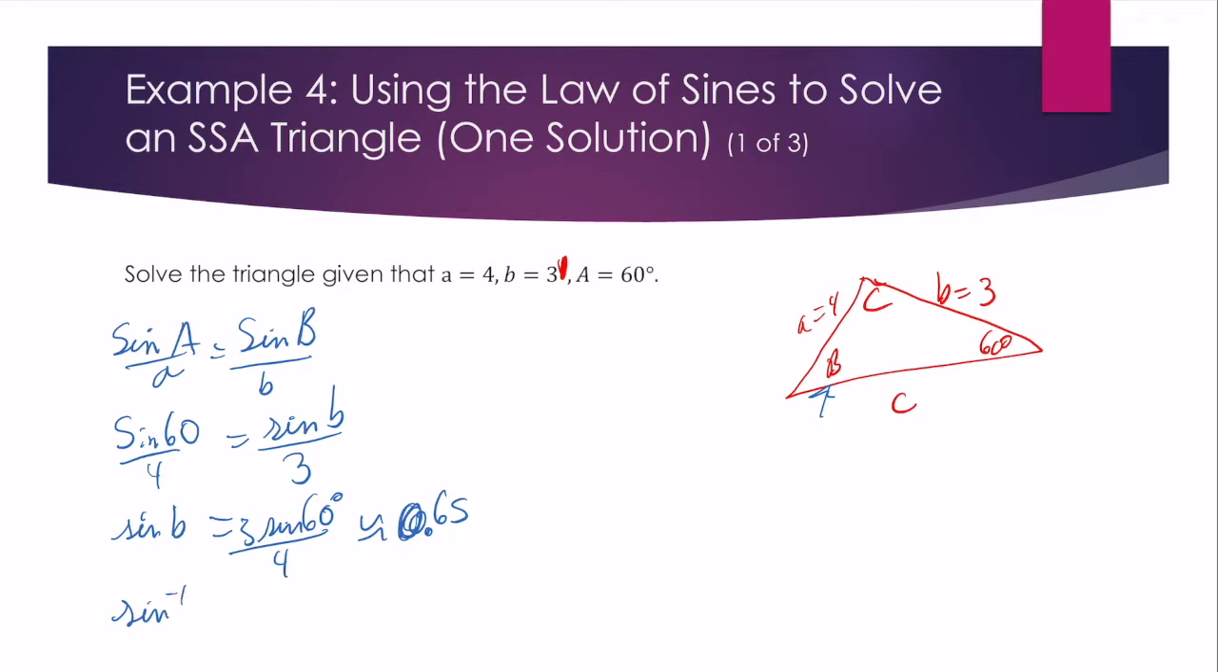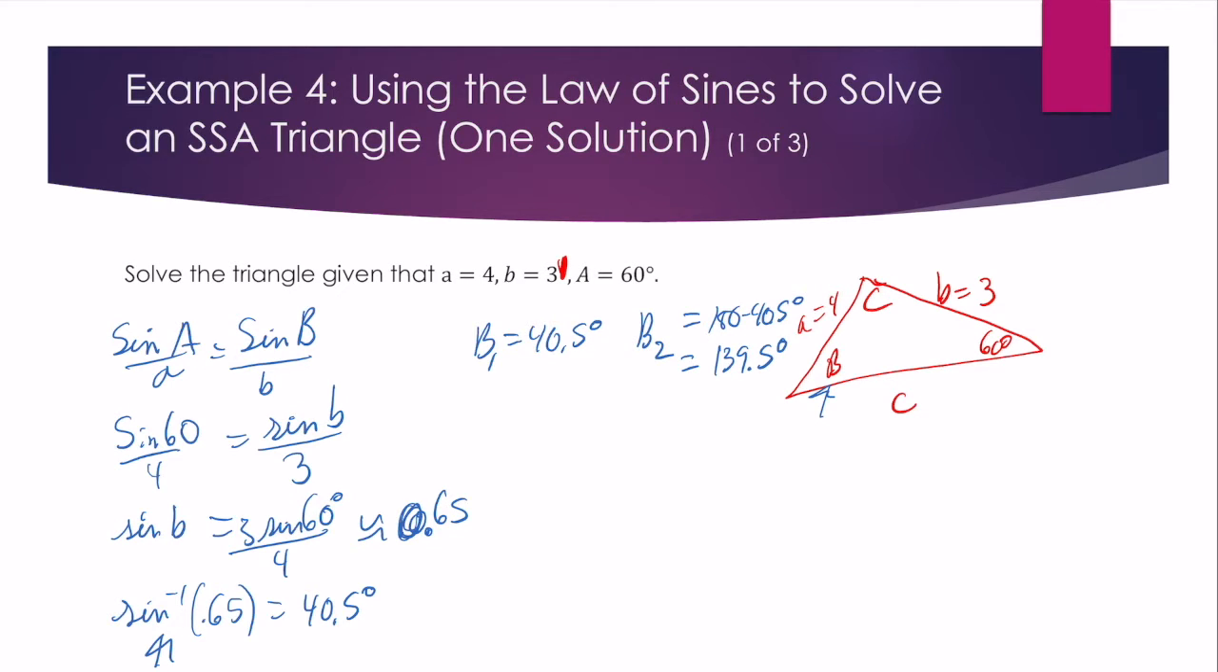So if I take the sine inverse of 0.65, that gives me 40.5 degrees. But remember, sine inverse occurs in quadrants 1 and 2, so I need to account for another possible angle. Here B1 is 40.5 degrees, but I also have to check for B2. B2 is 180 minus 40.5 degrees.